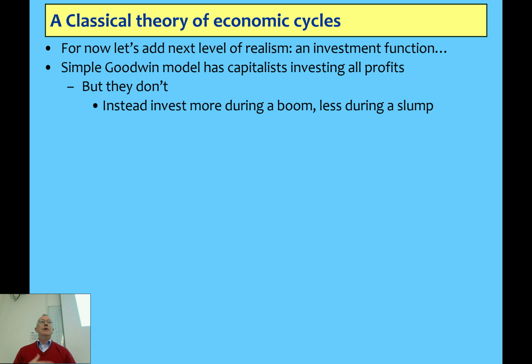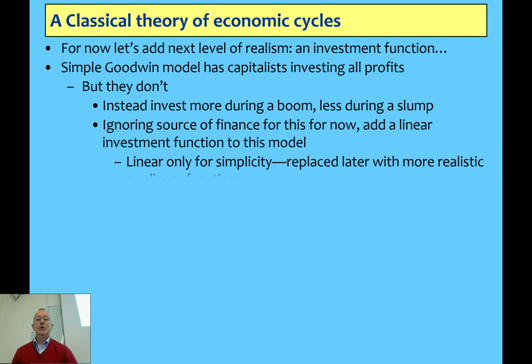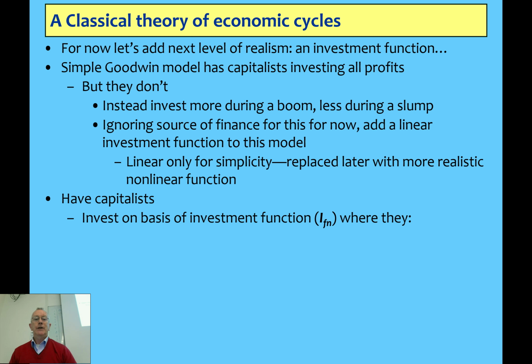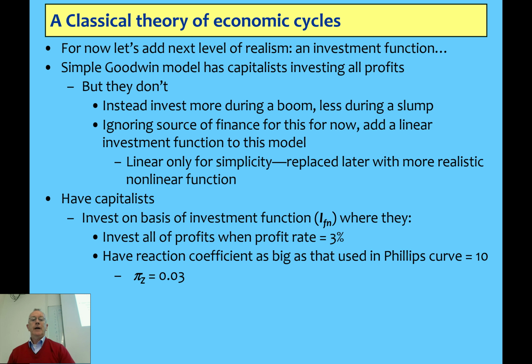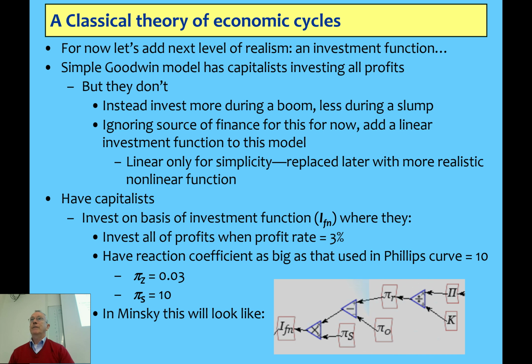Happily do so. So Goodwin modelled that capitalists invest all their profits. Well, they don't. They invest more than profits during a boom, less during a slump, and if they've got to finance it, they borrow money. So it's very simple to bring that in, as I've shown you a moment ago, and that's what I've done. So they invest on the basis of the rate of profit, and those are the term values that I use there. And you saw what I've done already live here, so I won't bother repeating that.